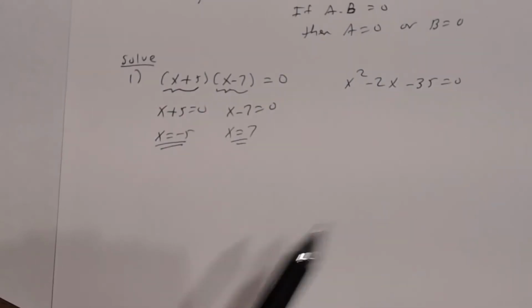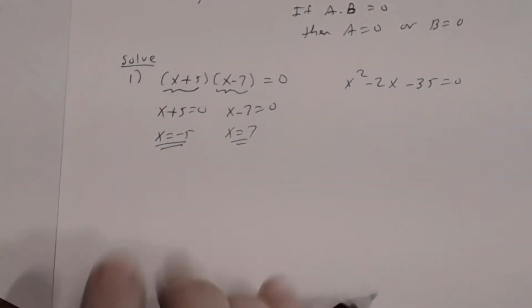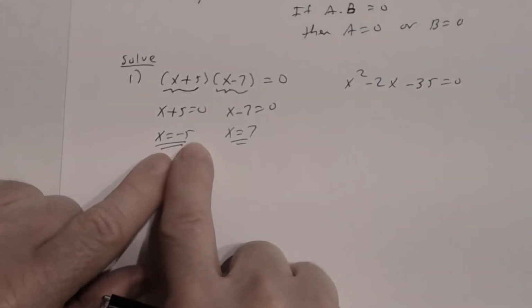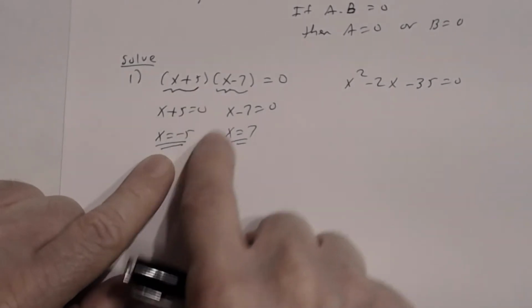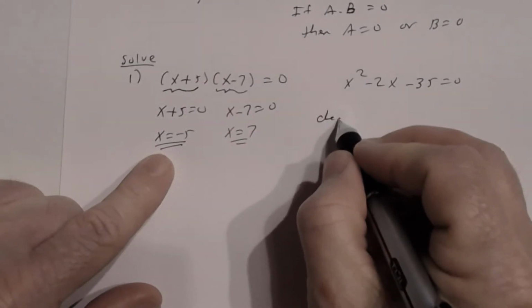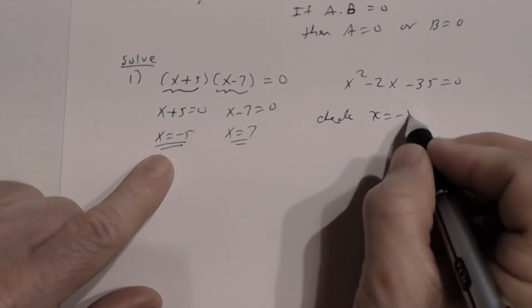Okay, and you can check. Let's check negative 5. If I substitute negative 5, let me go ahead and write this right here. So let's check x equals negative 5.